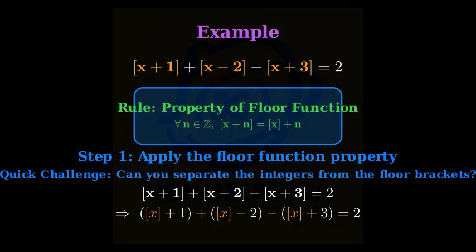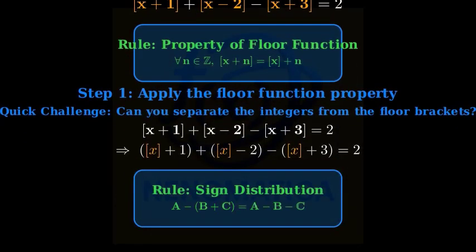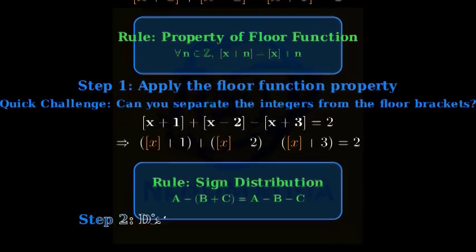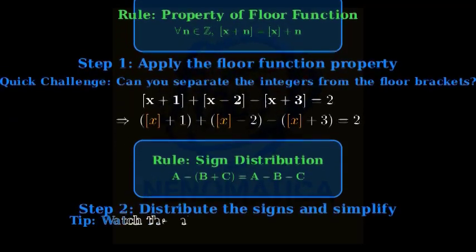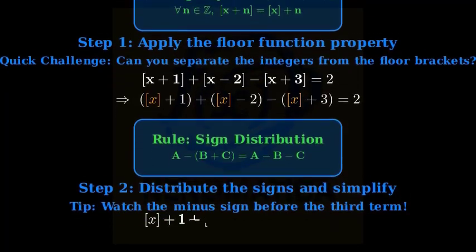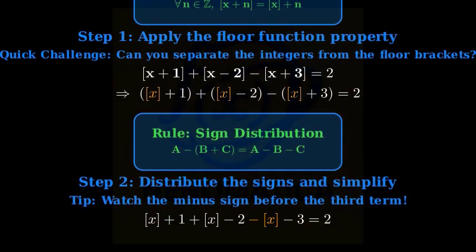Play button step 2. Distribute the signs and simplify. We show a reminder to handle the negative sign correctly. Then the heading. Tip. Watch the minus sign before the third term. Now, write the expanded line with sign distribution.